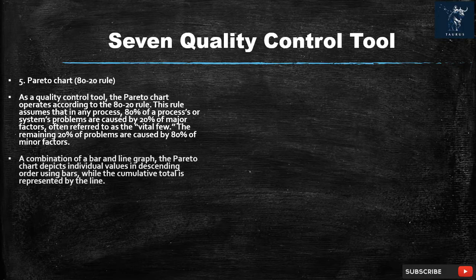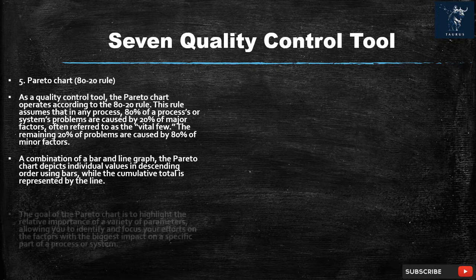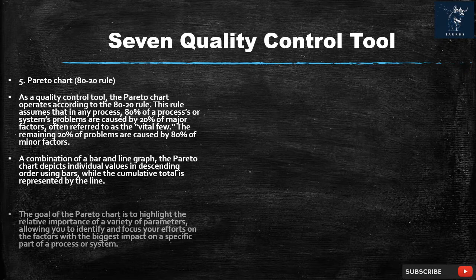5. Pareto chart. The 80-20 rule is a quality control tool. The Pareto chart operates according to the 80-20 rule. This rule assumes that in any process, 80% of a process's or system's problems are caused by 20% of major factors, often referred to as the vital few. The remaining 20% of problems are caused by 80% of minor factors.